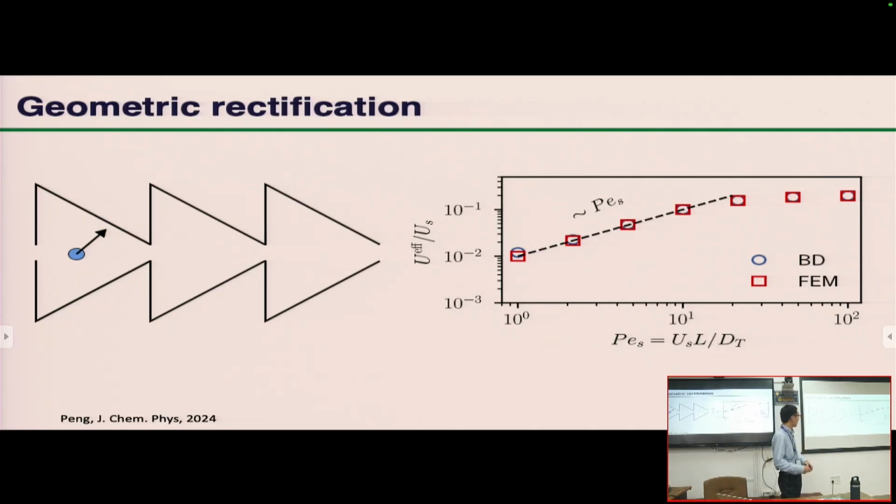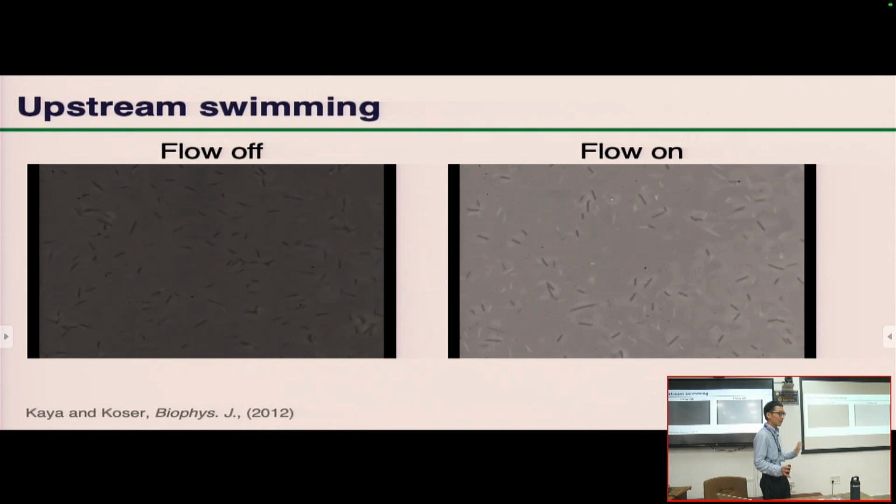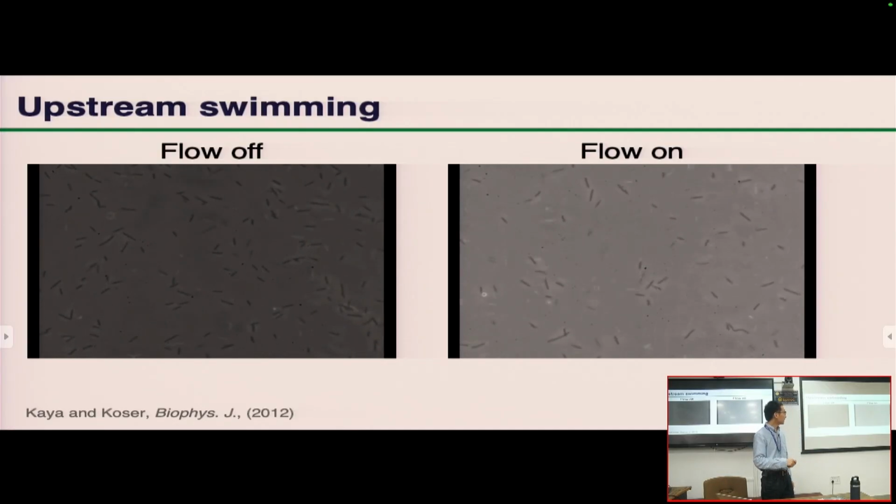Then we set out to talk about what happens when you have flow at the end of yesterday's lectures. What we see here is experiments of E. coli solution between two vertical plates in a channel. On the left, there's no flow, so they're just undergoing their random active motion. On the right, there's a systematic flow that's coming from the top to the bottom. What we see here is many bacteria are going against the flow.